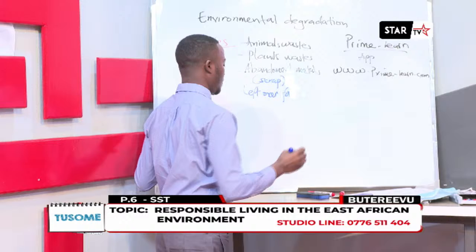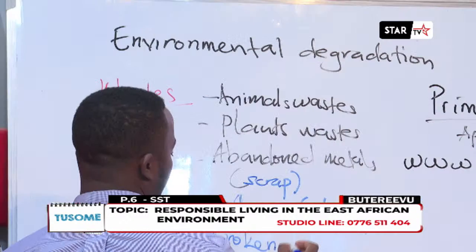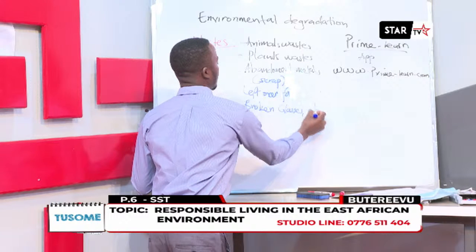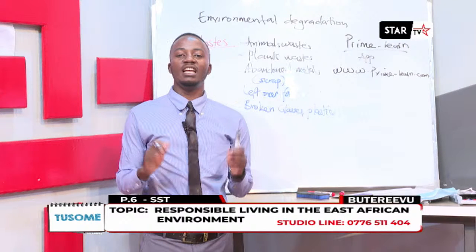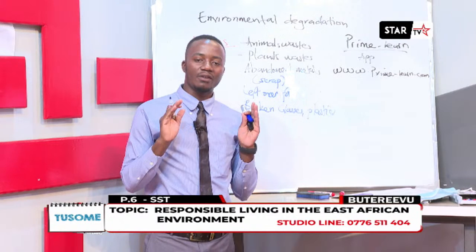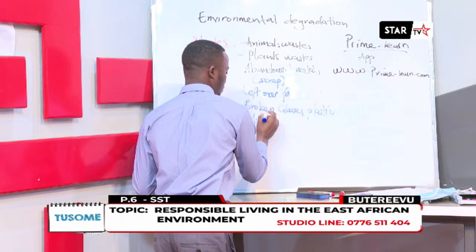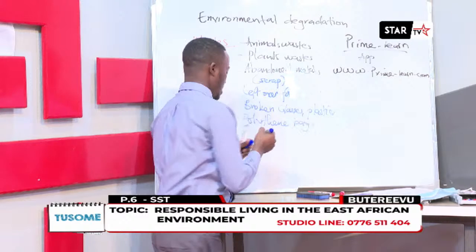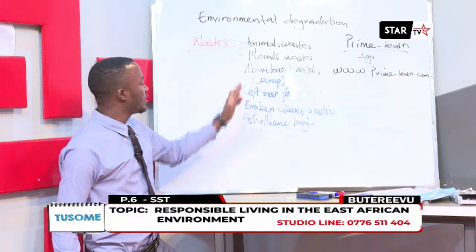We have broken glasses. We have plastics, they are also there. Yes, plastics are also not needed anywhere. If we abandon them, then that's the end of their value to human beings. So then we have polythene bags. Polythene bags. These are examples of the materials that we don't need.